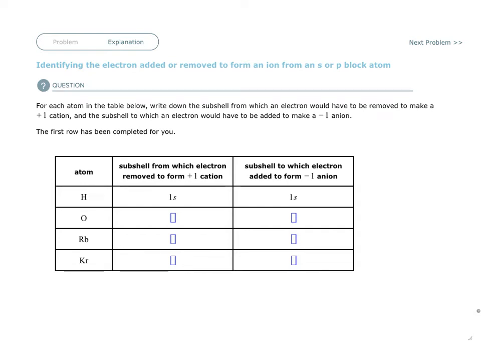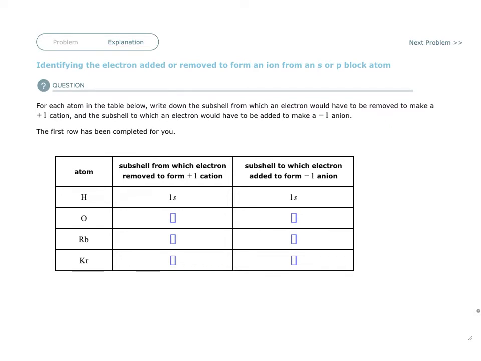Welcome back. This is an ALEKS training video on identifying the electron added or removed to form an ion from an s or p block atom. If you were to take an electron away in order to make an ion, you have to take the very last electron that's in the last subshell that electron lives in. Whatever the last electron subshell is, if you're going to take one electron away, you have to take it away from that location.